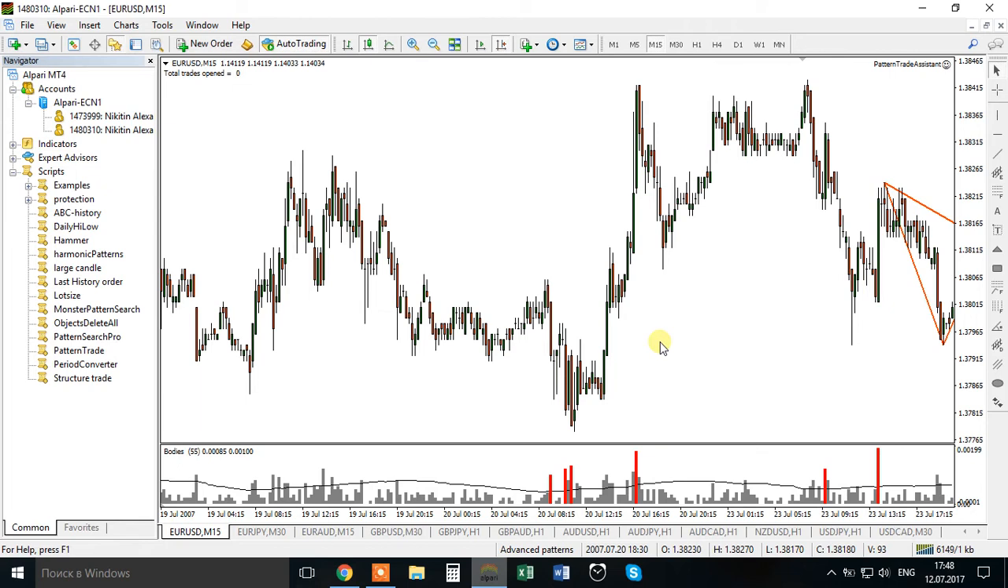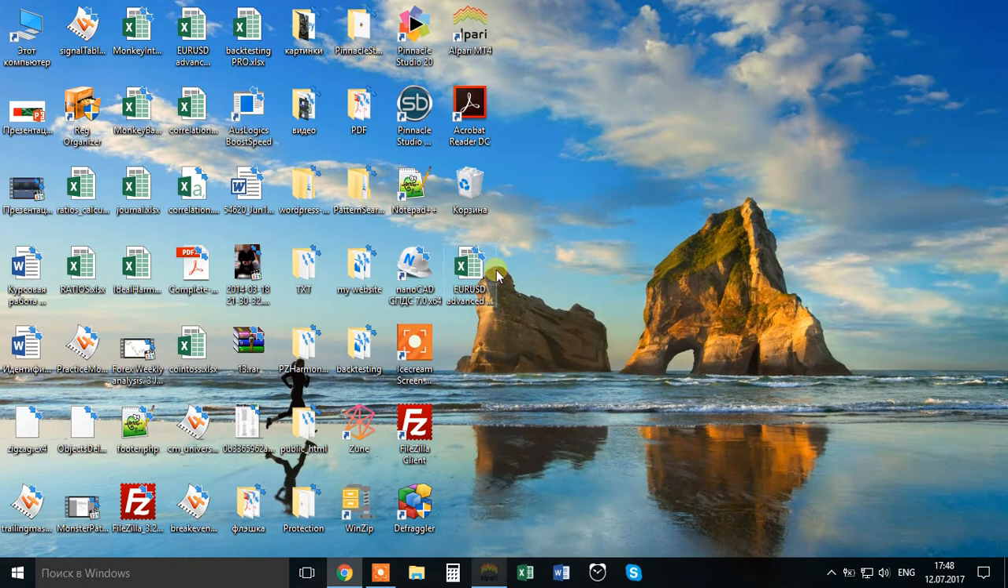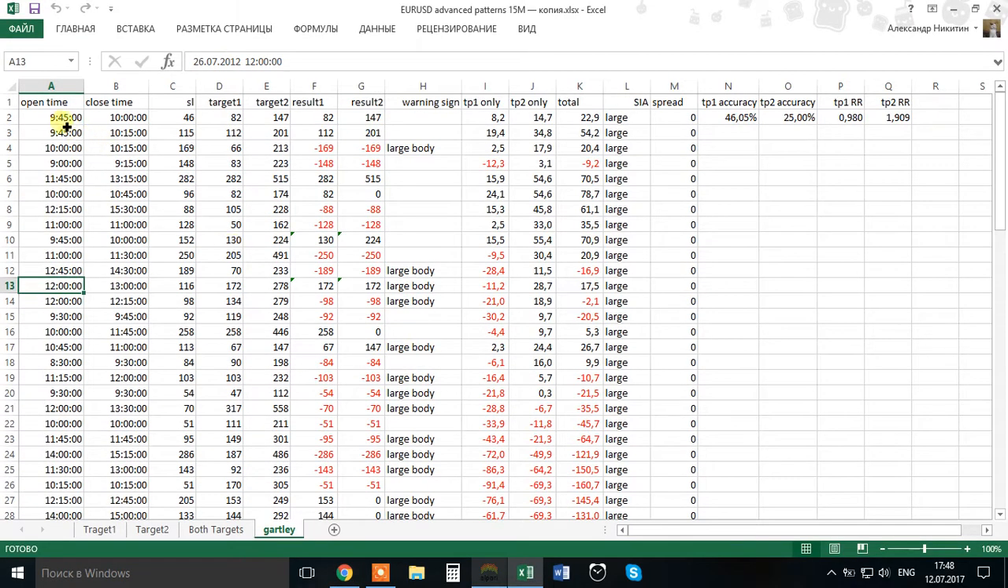Okay, let's do it this way. I have created an Excel spreadsheet. Here it is, on Euro-Dollar 15 minute for the purposes of example. I was using my trading time, which is 6 a.m. till 3 p.m. I trade only this time. I don't trade outside of that window.